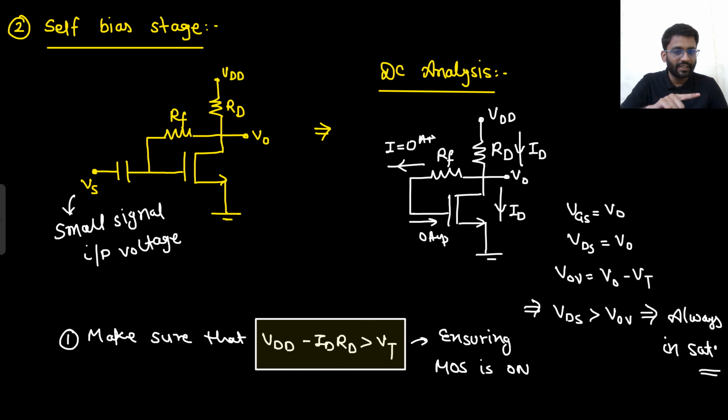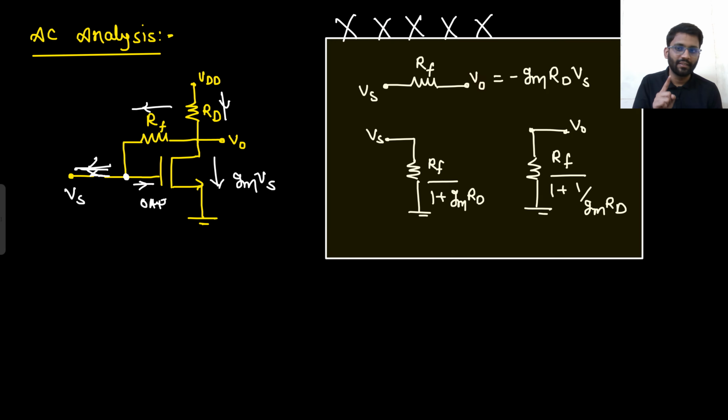In case of DC analysis, RF was not having any current because there was no supply here. So the current has to flow like this. But here we are having the supply, here we are having the Vs. So even if the input current is 0 ampere, that doesn't mean that RF cannot have some current. Whatever current RF is having will go into the supply, or the supply can drive some current.